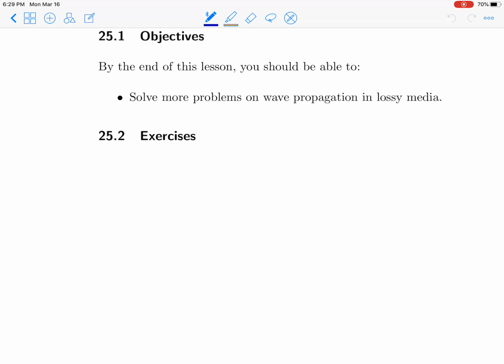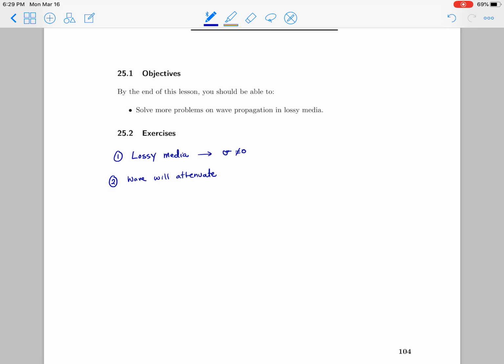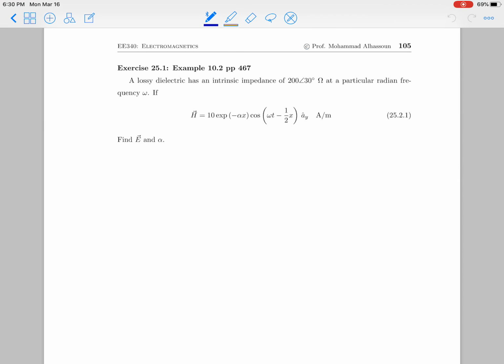It's very important that we keep in mind the following things. The first thing is, in lossy media, conductivity is not zero. The second thing is, the wave will attenuate. So let's start with the first problem. All of the problems were taken from the textbook.